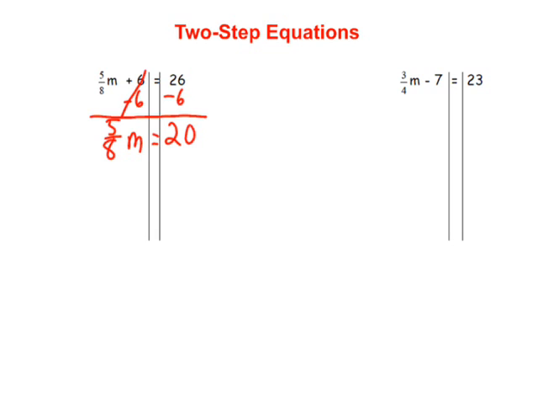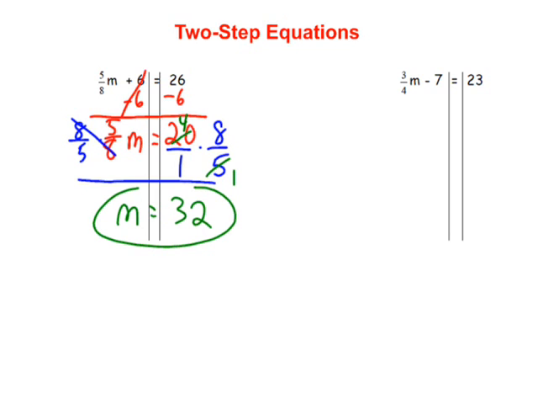So to isolate the m, I'm going to multiply by the reciprocal, 8/5. That cancels out. I'm going to multiply the other side by 8/5. And you'll notice that I made 20 an improper fraction by putting it over 1. Let's see if we can cancel anything here. Well, we could do the 5 and the 20. And m would equal 32.